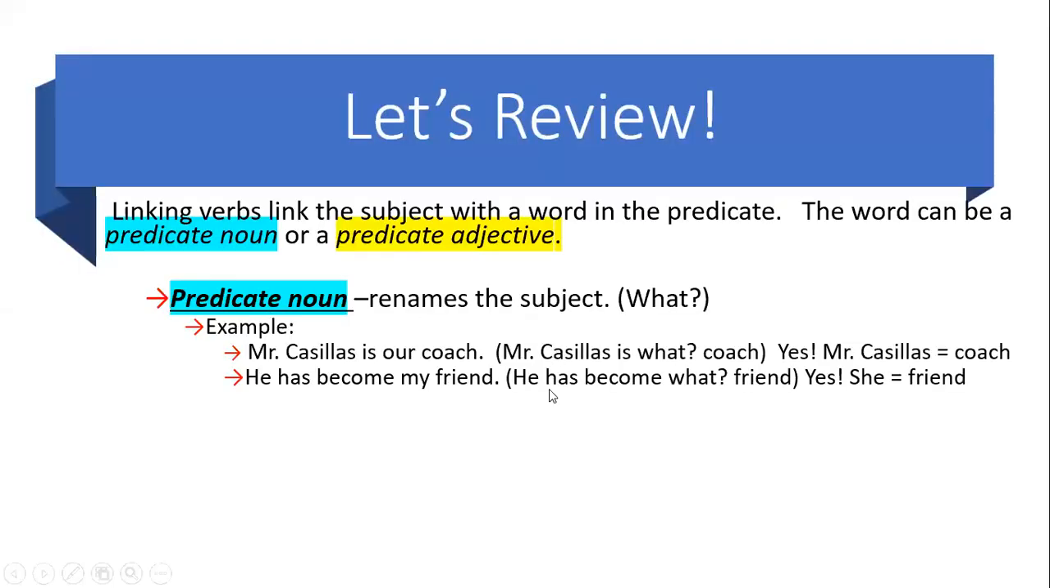Okay, so we were here. He has become my friend. We can say he has become what? And friend would be the word that tells me what he has become. So friend, it's renaming he. Okay. And another way that you can test it out.